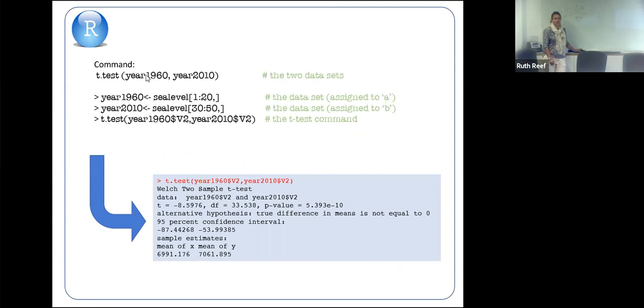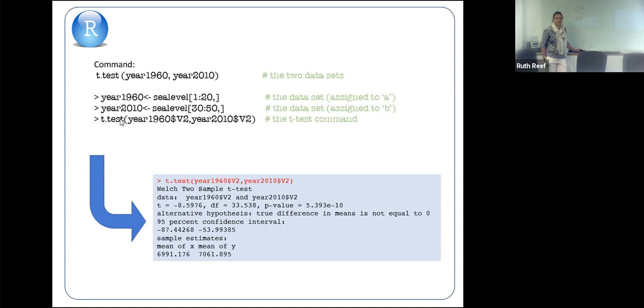This is the command you would be using, and this is how it would look on the console. I have a prompt here, and I can define my year 1960. I have a data set called sea level, and year 1960 is rows 1 to 20, comma, all the columns. Again, remember cells look like a square. Then I create another data matrix called year 2010, which is rows 30 to 50 of the same data set. Now I have 2 different data sets.